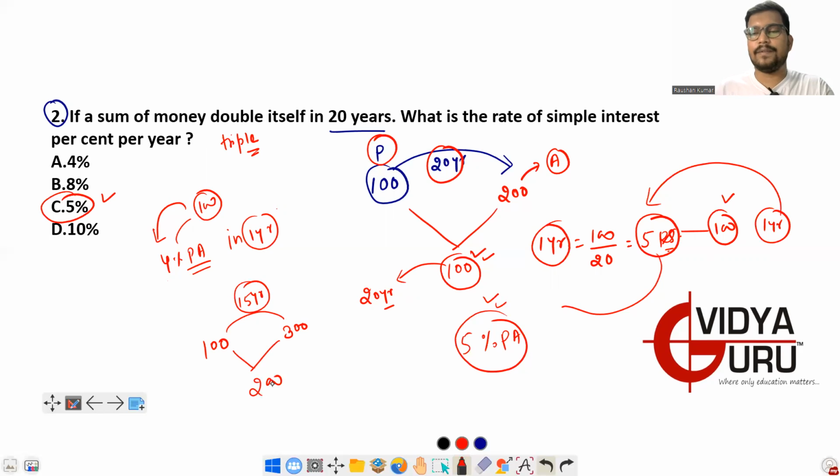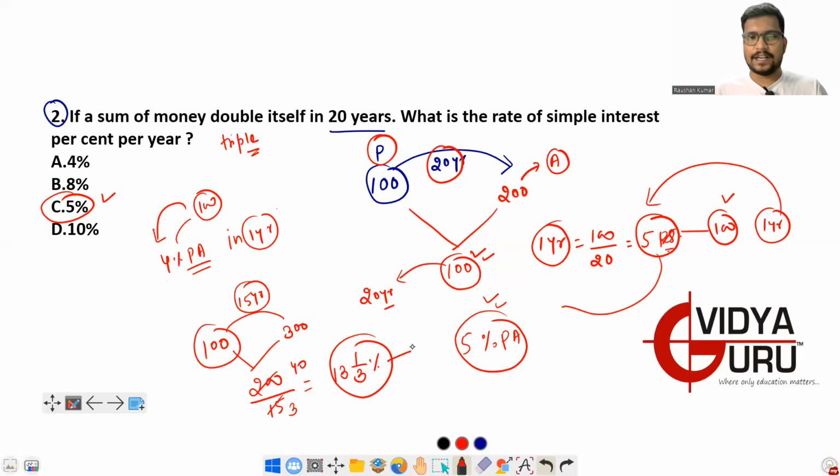You can say 200 will be your interest. So 200 in how many years? 200 in 15 years. So in 1 year it will be 200 upon 15. You have to just solve it. 5 3s are 15 and 40. It will be equal to 40 upon 3, which is nothing but 13 1/3 percentage. Why percentage? Because on 100 we are getting it. That's why your answer should be 13 1/3 percentage. I hope you get this concept.